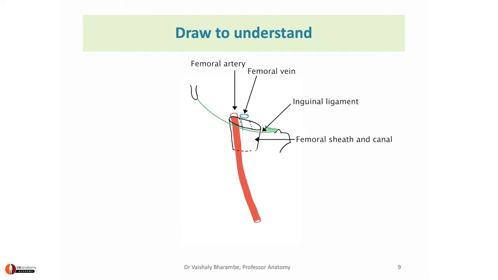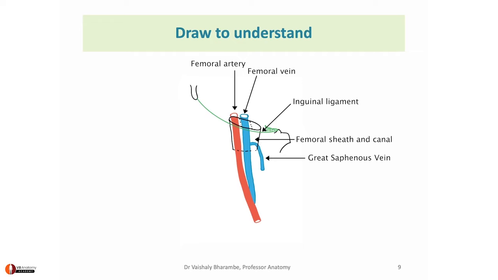Ensure that as you draw it, initially it lies medial and later on it must lie posterior to the femoral artery. This relationship must be clearly shown. On its medial side, it will receive the great saphenous vein. If you've completed the drawing, now color this.